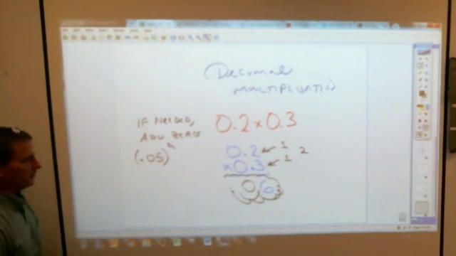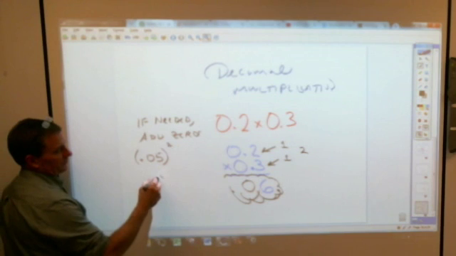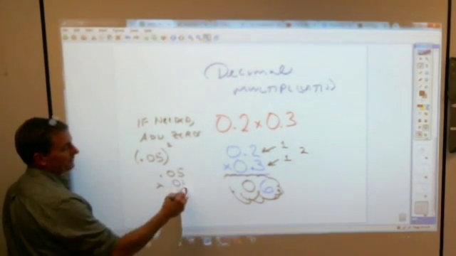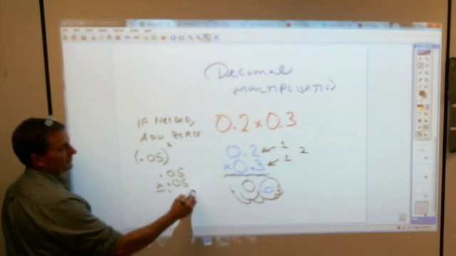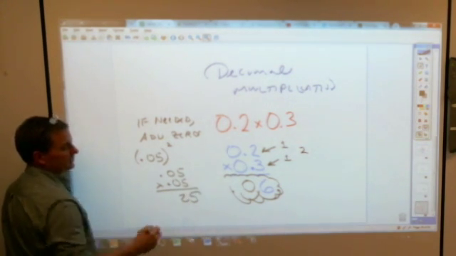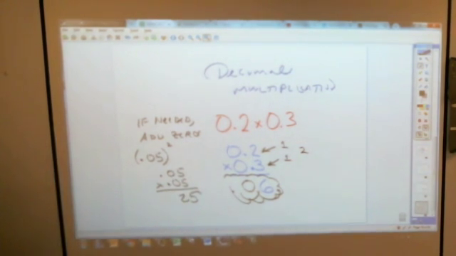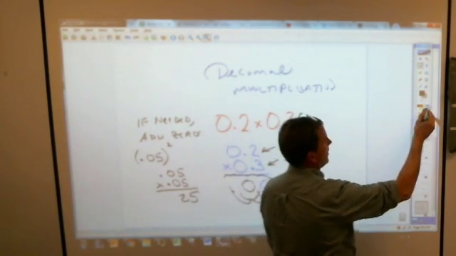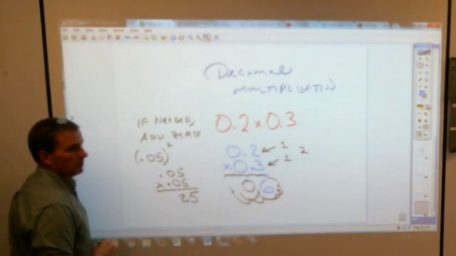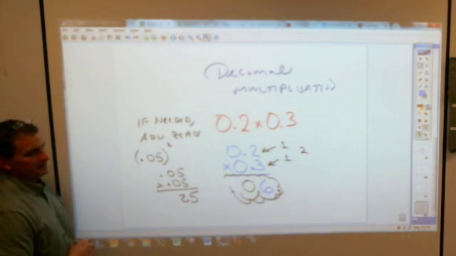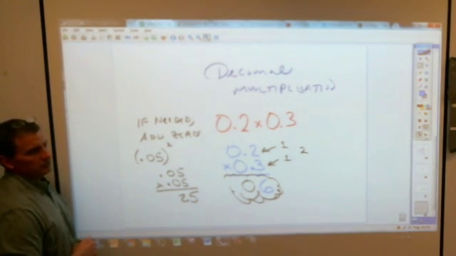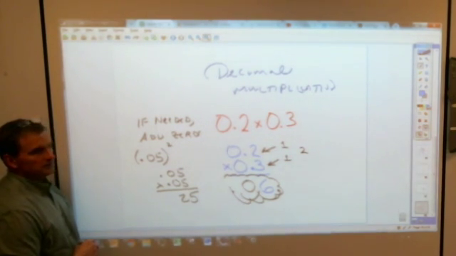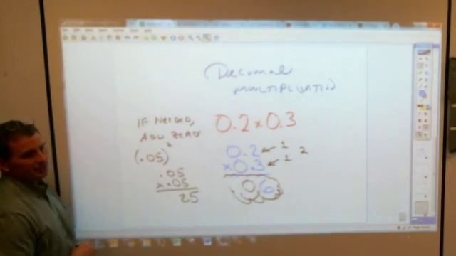Don't jump and think you know the answer until you've actually thought about this for a while. This is 0.05 times 0.05. So I know 5 times 5, I know 25 is in my answer, but where does the decimal go? Ethan? In between 2 and 5. It does not go between 2 and 5. It does not go before the 2.